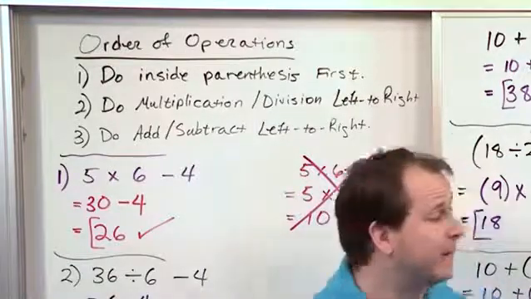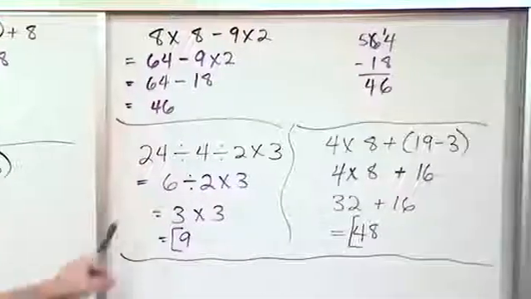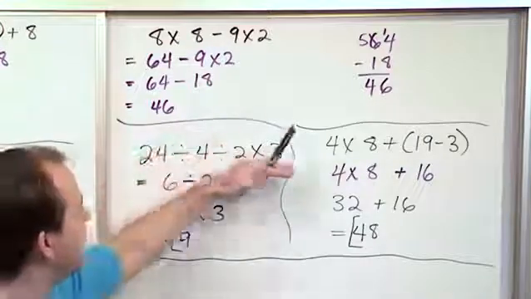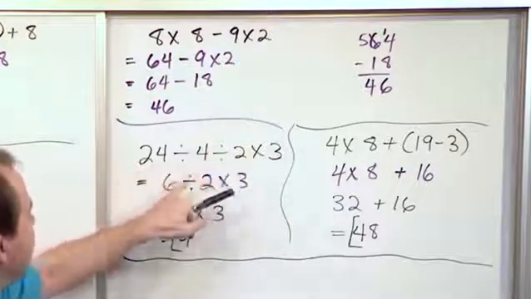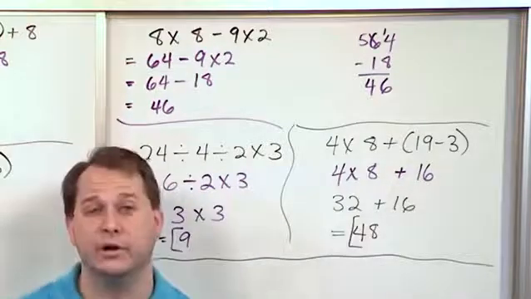And by left to right, I mean literally you have to go, like in this one right here, we had a whole string of divisions and multiplications on the same level. The way you evaluate it is do the first one, then do the second one, then do the last one. You're like reading a book, left to right.